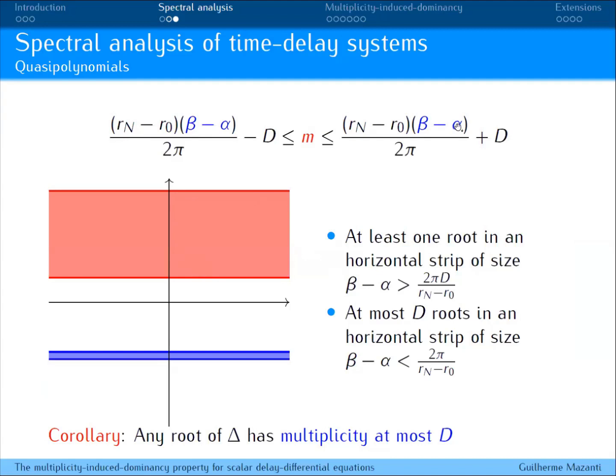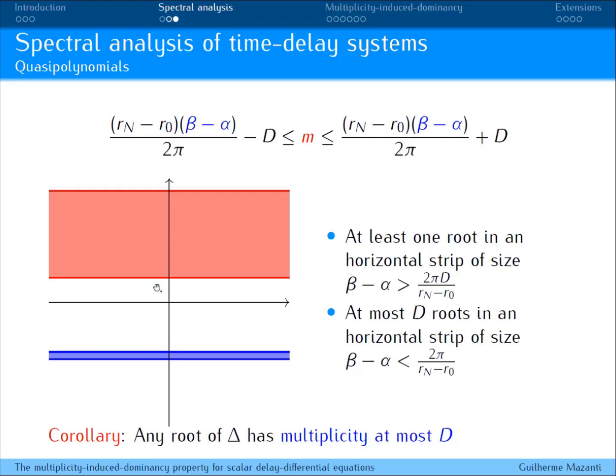And on the other hand, if beta minus alpha is small enough so that this term is strictly less than 1, then m being less than or equal to d plus that term is the same as m being less than or equal to d. So this means that I have at most d roots in a horizontal strip of small enough size. This gives me some information on the location of the roots in horizontal strips. And since these roots are counted according to their multiplicity, this gives us a very interesting corollary, the one I'm going to talk about, which is that any root of delta has multiplicity at most d.